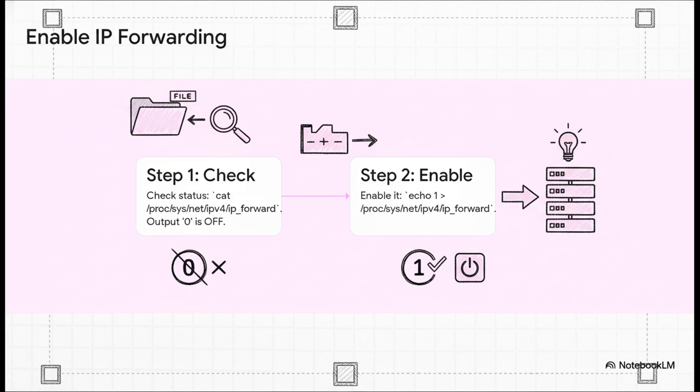Linux gives us this amazing little window into the kernel's brain through the /proc file system. We can literally just check a file to see the setting. If ip_forward has a 0 in it, forwarding is off. To turn it on, we just use the echo command to write a 1 into that file. This one simple command tells the operating system, you are now officially a router.